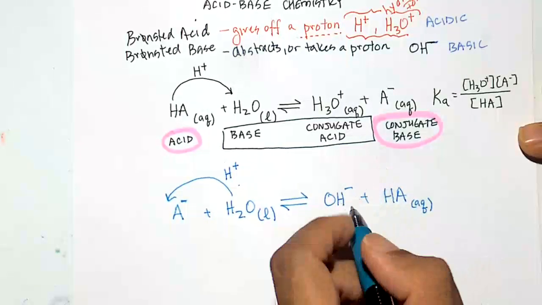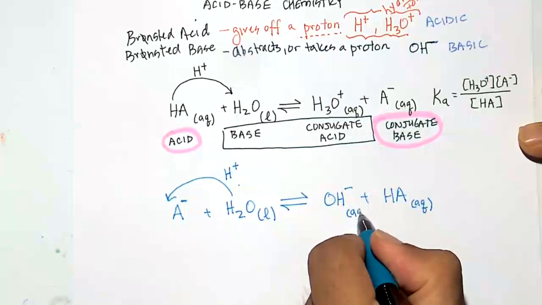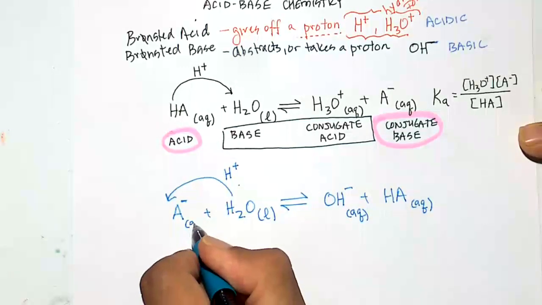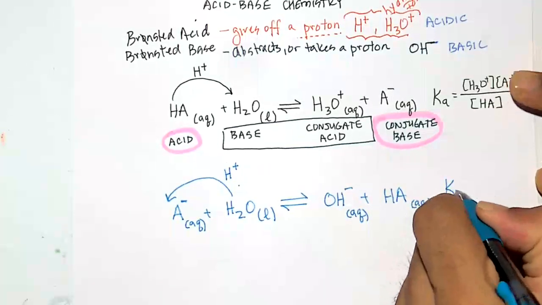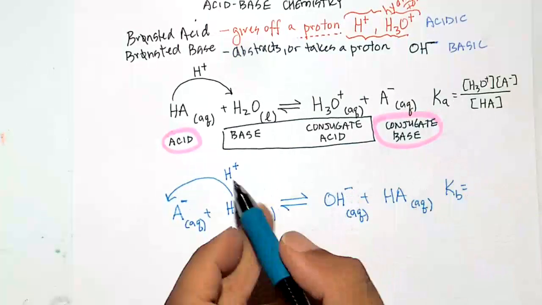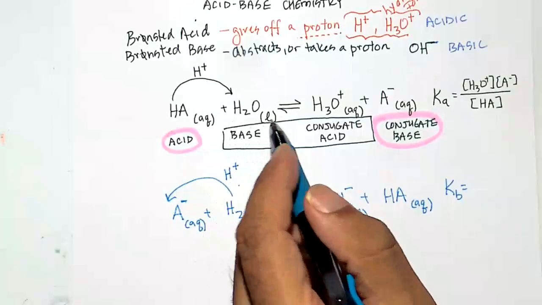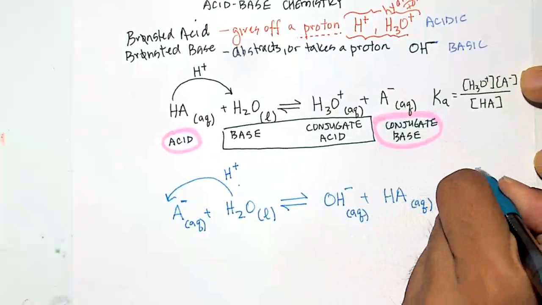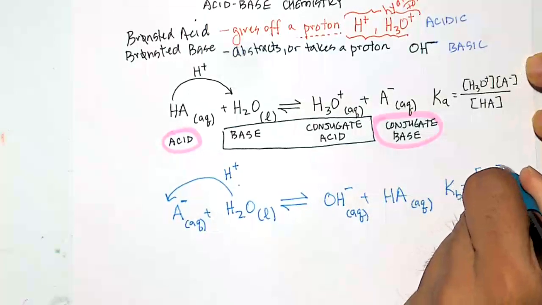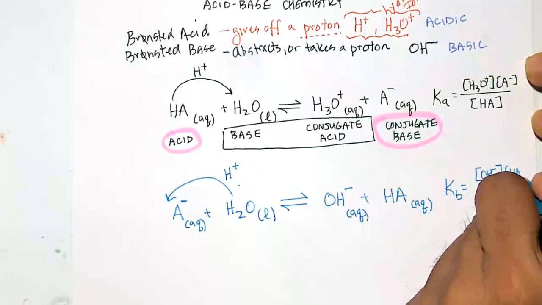The HA and the OH minus are aqueous. Water is always a liquid. This will have a Kb. The Kb is products over reactants. Notice I'm not putting water in here. Why am I not putting water in the equilibrium expression? Because it's a liquid.